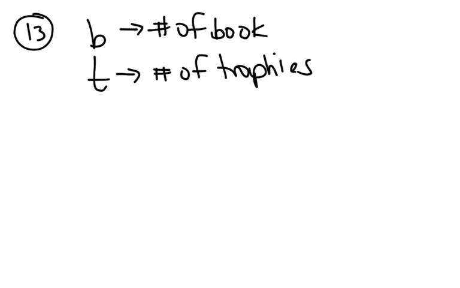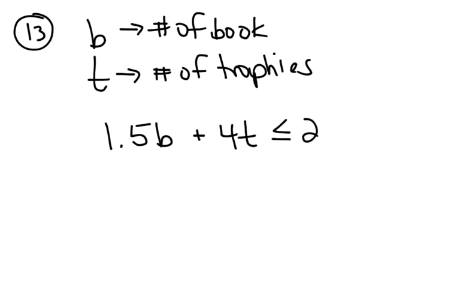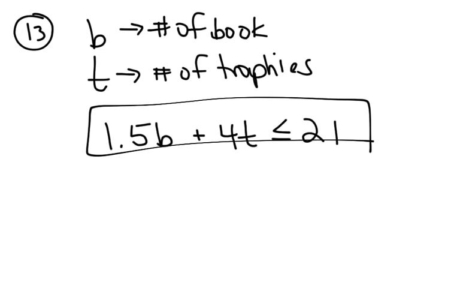So if each book takes up 1.5 inches, I would write 1.5 times B. And I'm going to add that to the amount of space the trophies take up, which is 4 times the number of trophies. Remember, I have 21 inches. So an inequality would say that I only have up to 21 inches and no more. It would be less than or equal to. And this is an inequality that I could use.